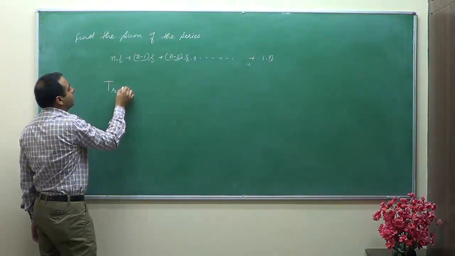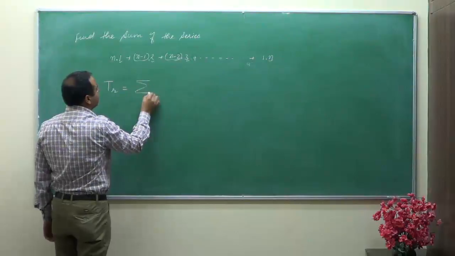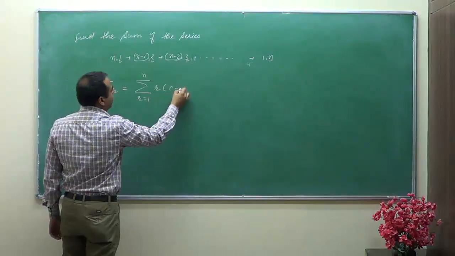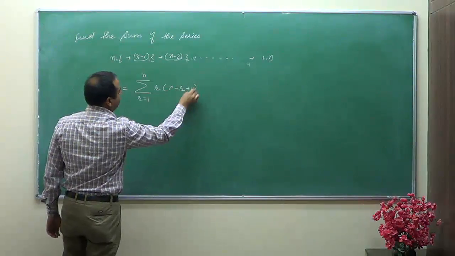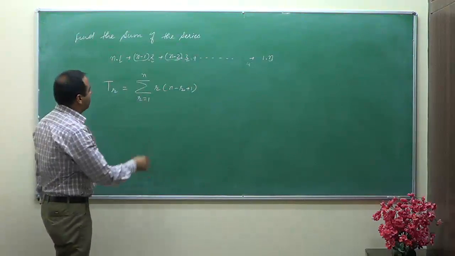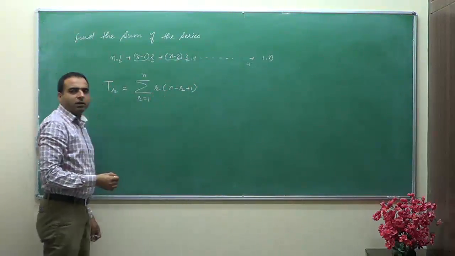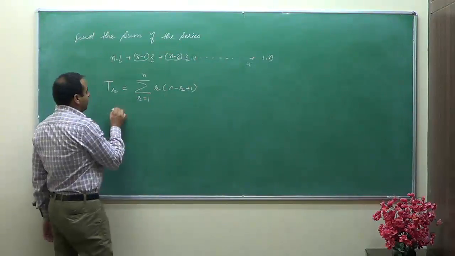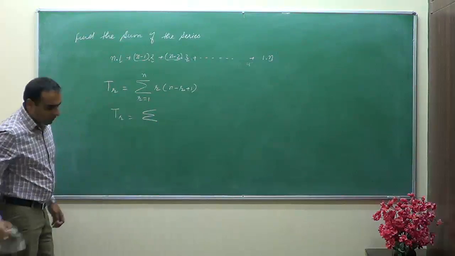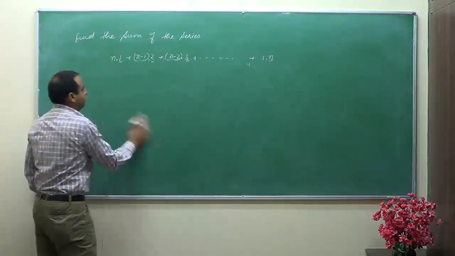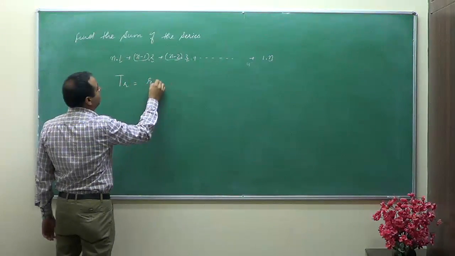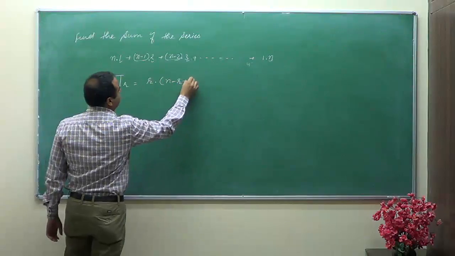अब हम इसको सबसे पहले, first of all we will find the general term. What is the general term of this? The general term of this sequence is, r from 1 to n, r into n minus r plus 1. This is the general term of this sequence. T r is equal to r into n minus r plus 1.